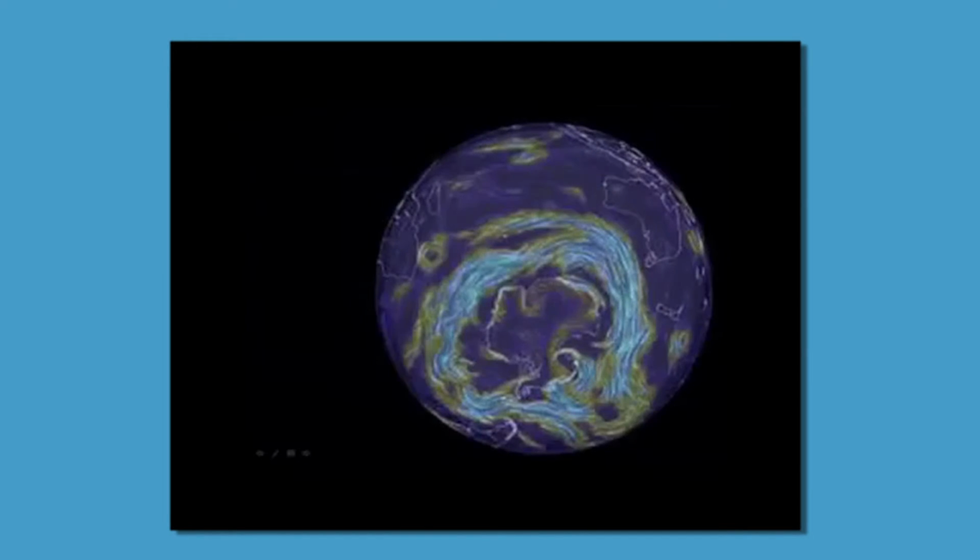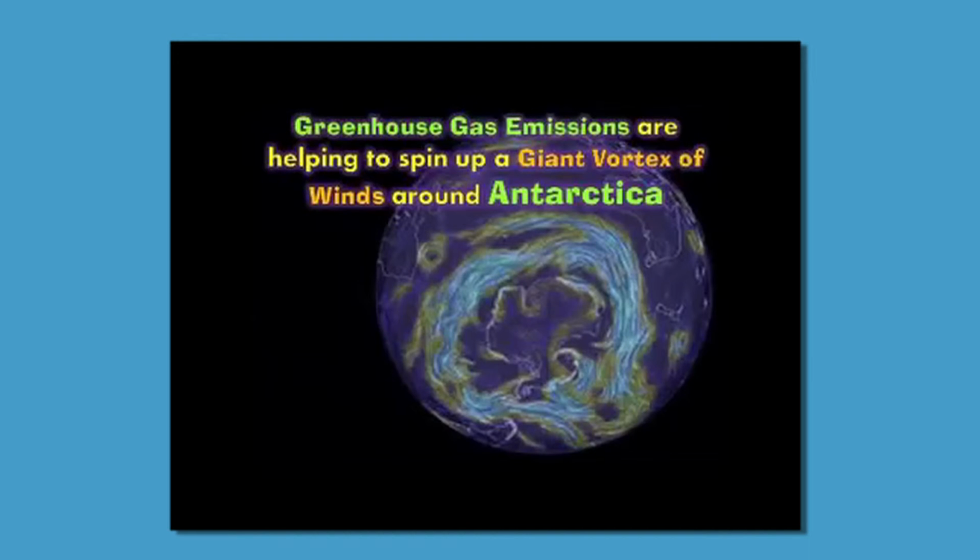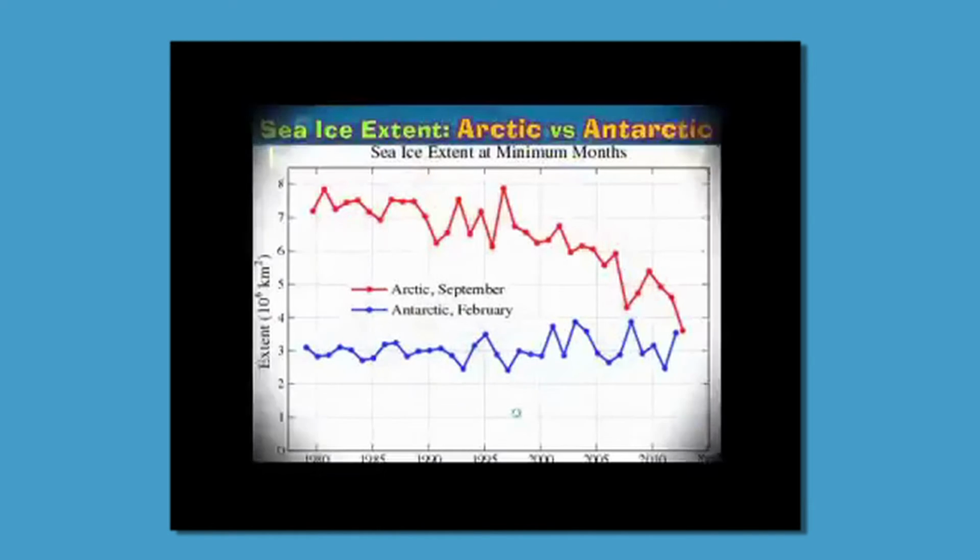Another thing that's been happening in Antarctica is the winds have been picking up around the continent itself, and these giant vortexes of winds around Antarctica have been exacerbated and spun up by greenhouse gas emissions. It's pretty stunning when you see it this way.